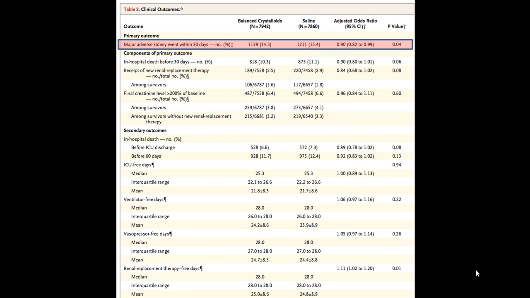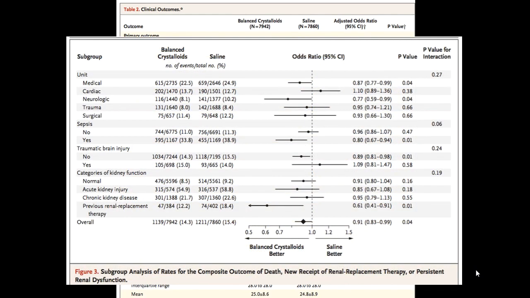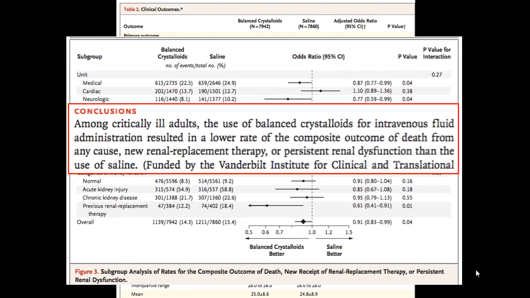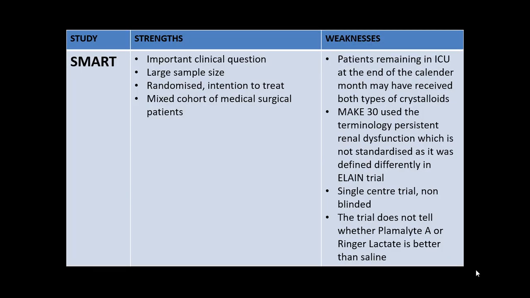But this was the only trial which looked at this number. The rest of the trials said it did not make much of a difference. They found a lower incidence of the composite outcome of death from any cause or new renal replacement therapy. So this trial said that balanced salt solution is better than saline infusion.